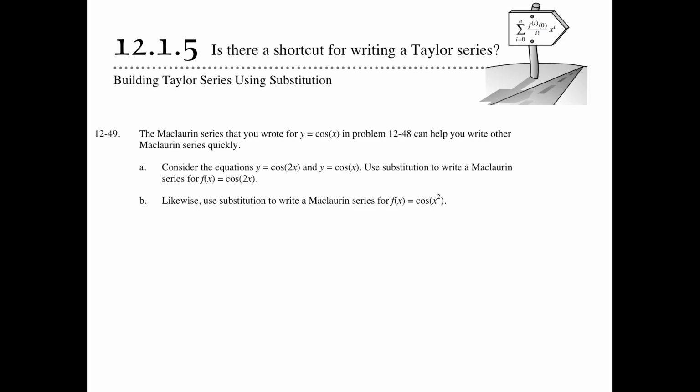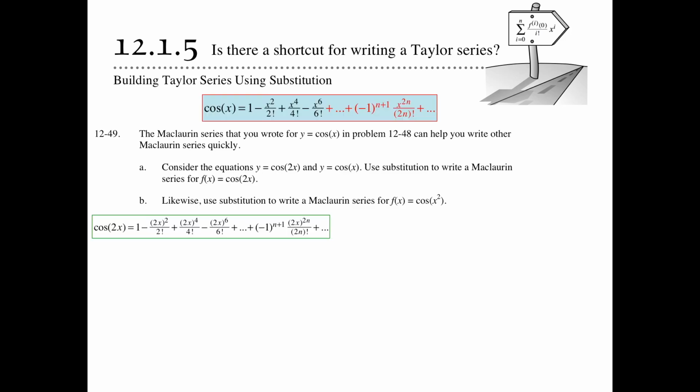The rest of lesson 12.1.5 introduces substitution as a way to quickly write the Maclaurin series for some functions. For example, in part A, students can substitute 2x into the series for cosine x to find a new series for cosine 2x. And the same can be done for cosine of x squared in part B.